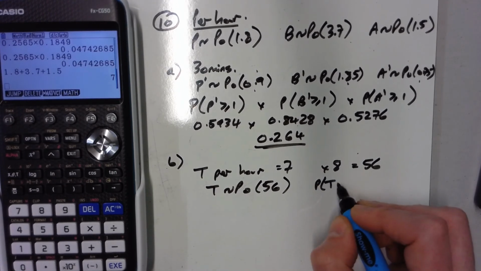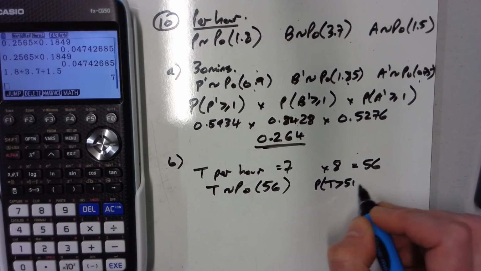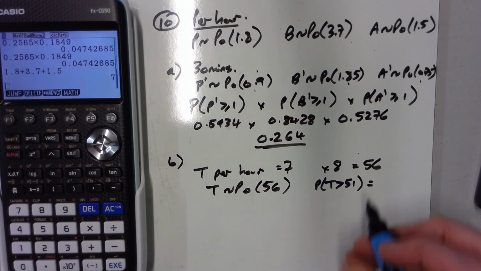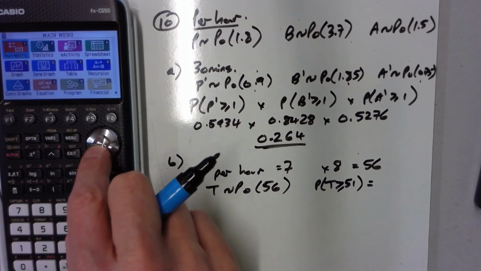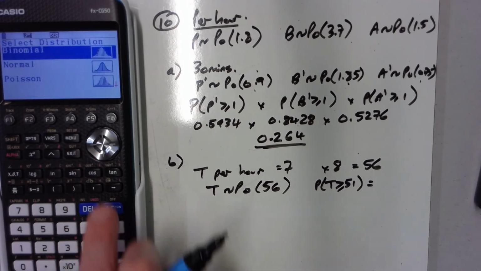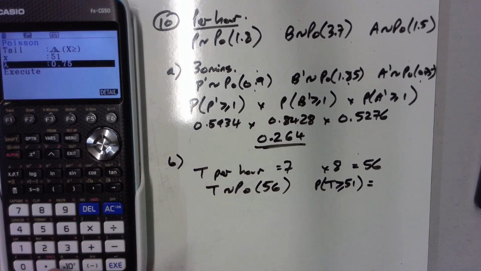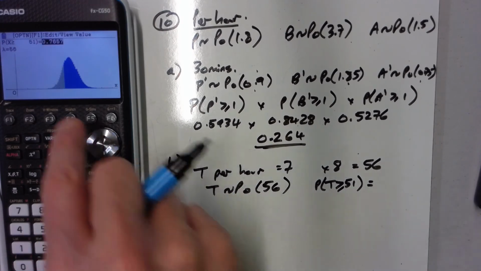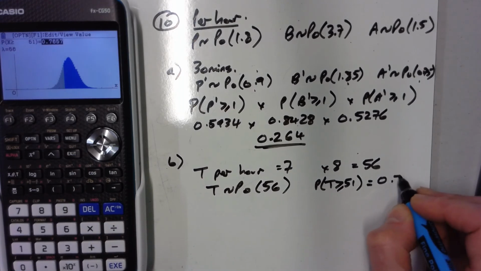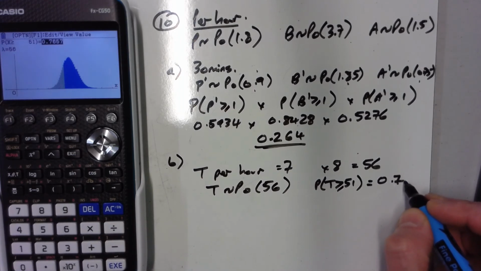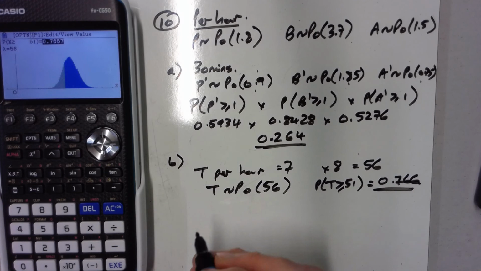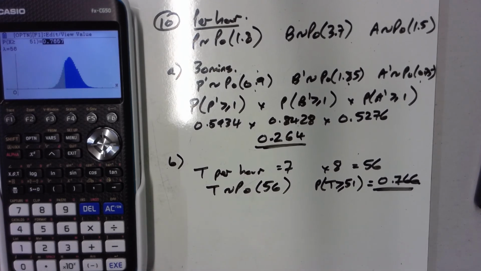So the probability that T is greater than 50, so that's greater than or equal to 51, isn't it? Nearly got that wrong there on the very last one. Poisson greater than or equal to 51 with a mean of 56, and that's giving me 0.766. Because there's such a large number, it's very normal distribution, isn't it? I'm sure there'll be a normal approximation to a Poisson later.